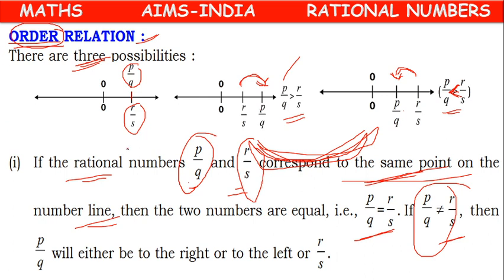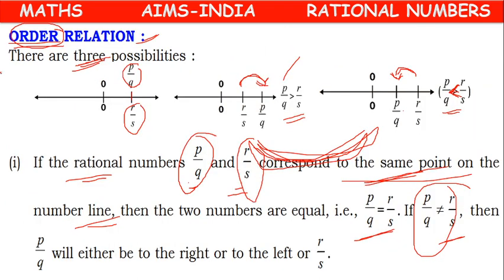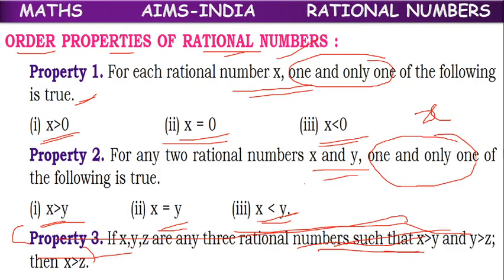So they have some order relation. Suppose mixed fractions also we can mention on the number line, but how to take them? 1 plus 2 by 3 means one complete part, after that we have to locate the remaining part. Okay. So order relation: if 2 rational numbers are there, they may be equal. If they are not equal, the first one may be to the right, or the first one may be to the left. If it is on the right, the first one's value is greater. If it is on the left, the first one's value is lesser.